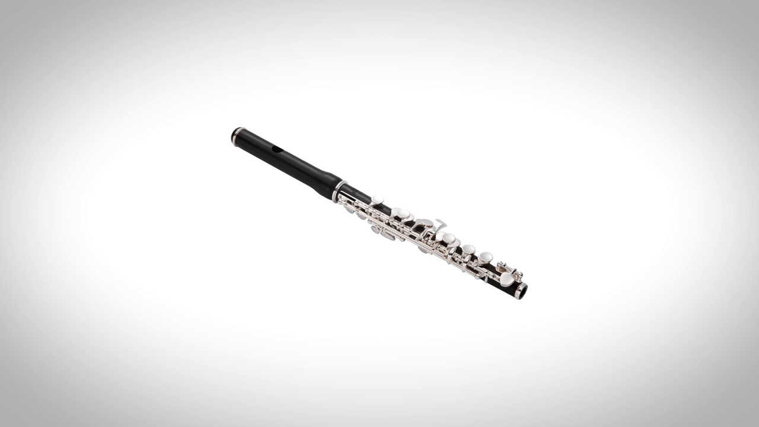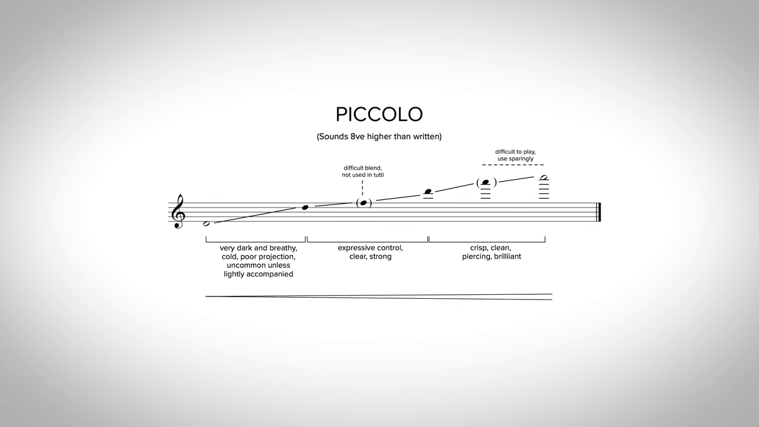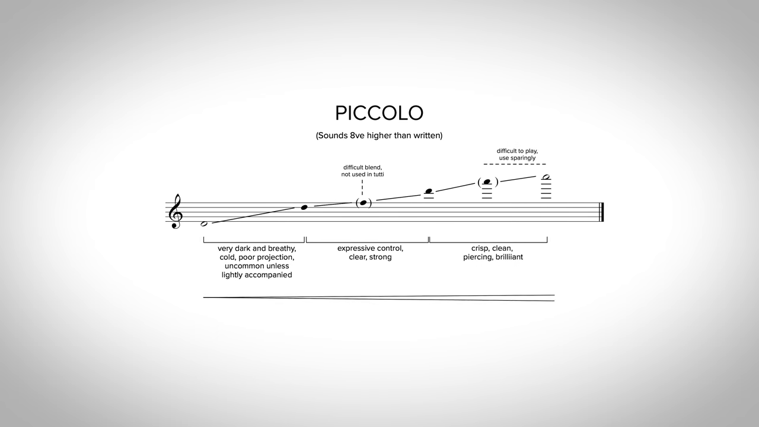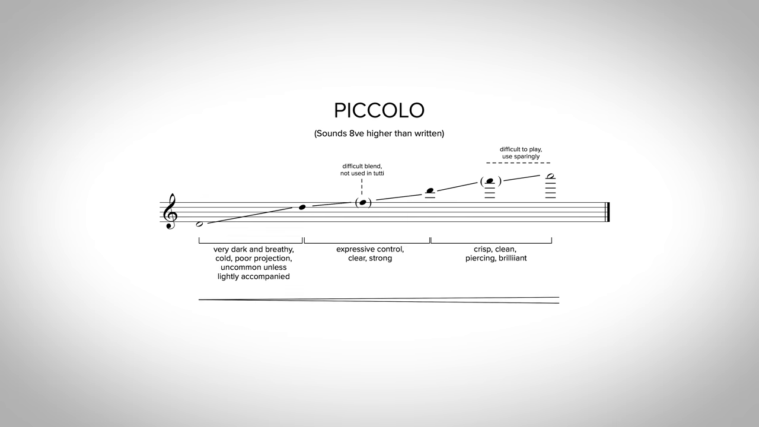So let's dive into the woodwind section, beginning with the highest instrument, the piccolo flute. The low register of the piccolo flute is dark and not used that often. The mid register is great, you have good control and clarity. The upper register is crisp and piercing. You have to use that with care.